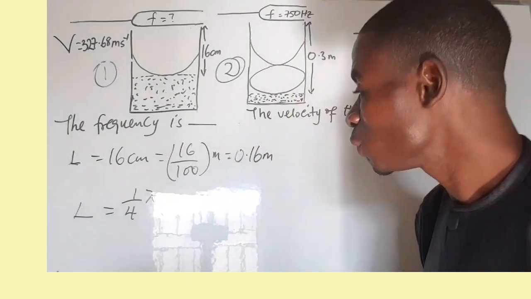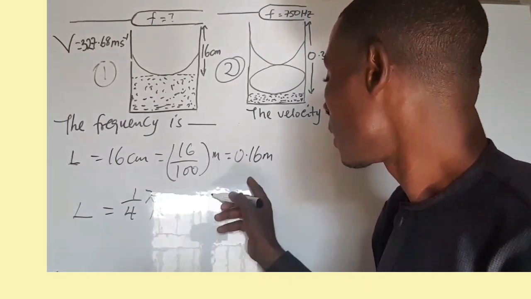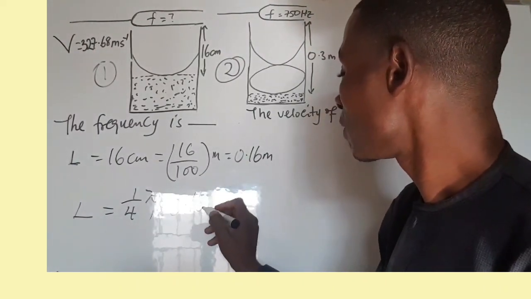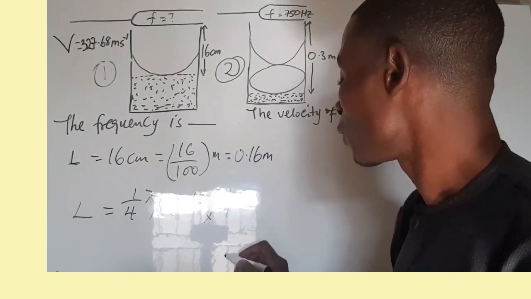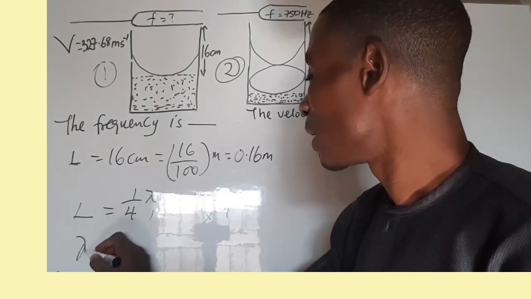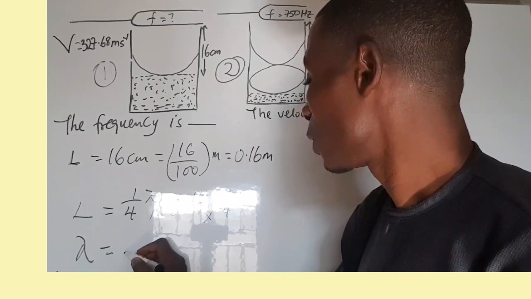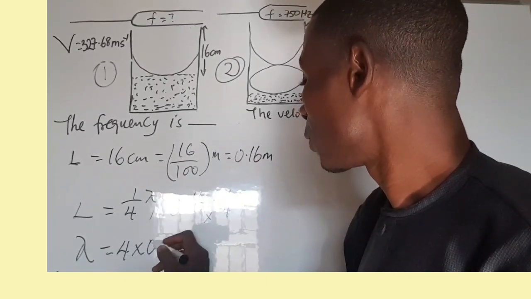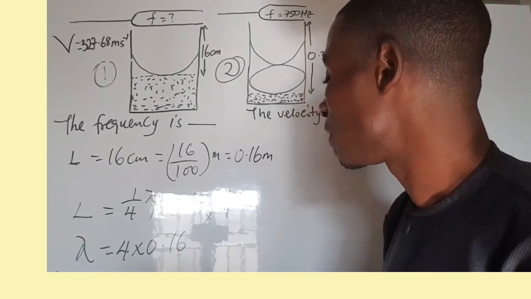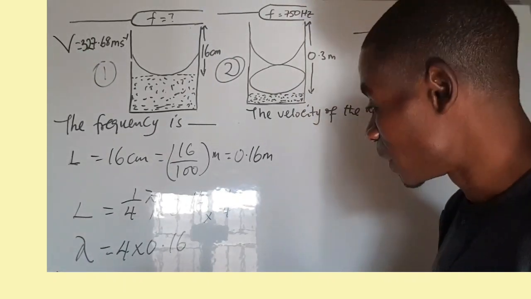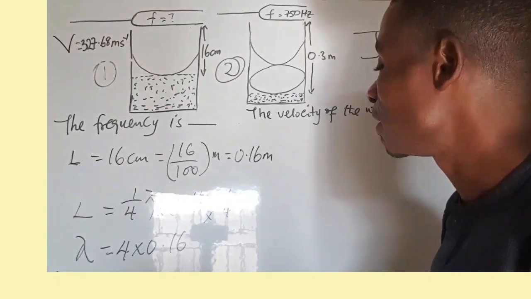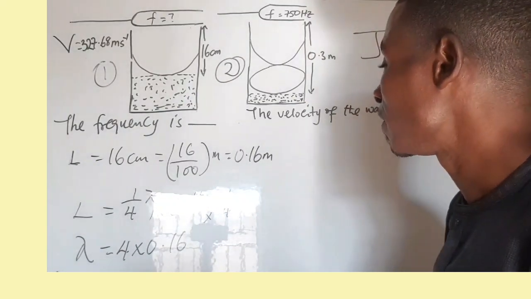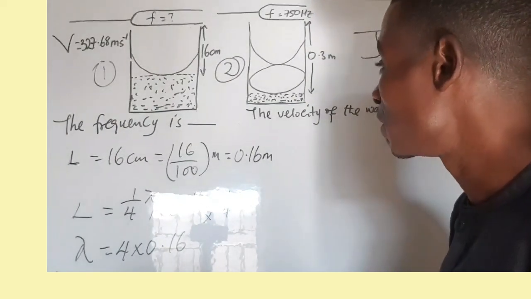But all of us know that the length L is equal to 1 over 4 lambda. So you need to substitute it directly. This is 0.16 equal to 1 over 4 lambda. You cross multiply immediately, then your lambda will be equal to 4 times 0.16. That is our lambda for now. But that is not what we are calculating. What we are calculating is the frequency.